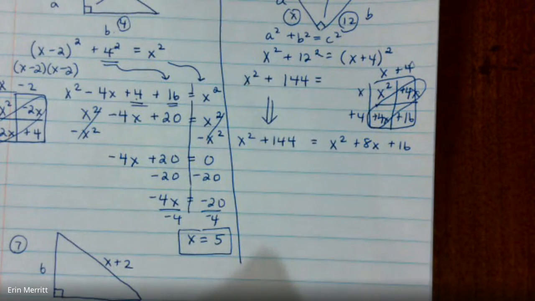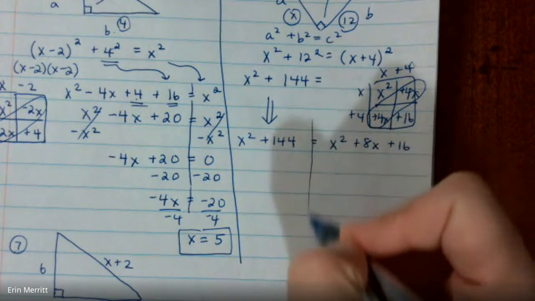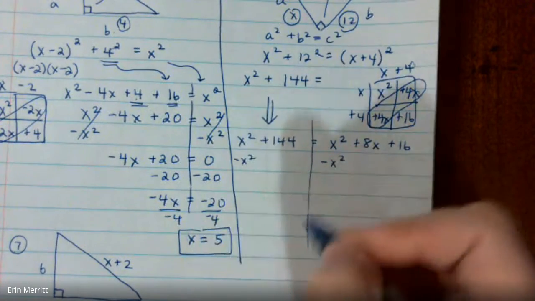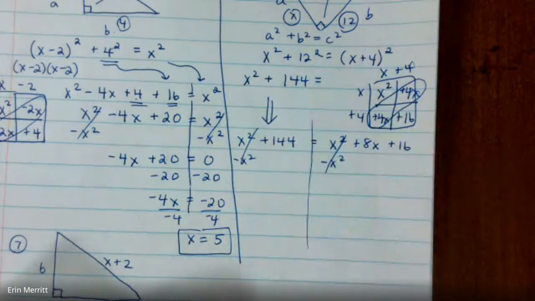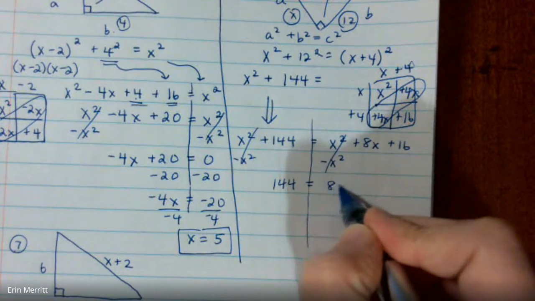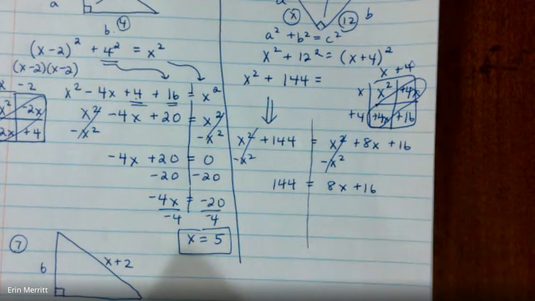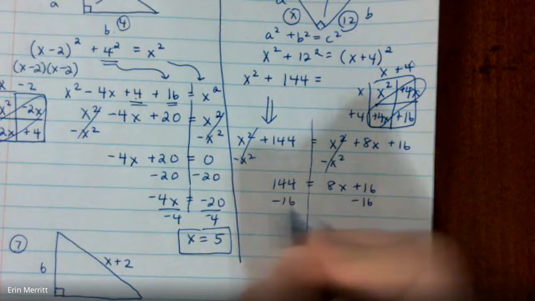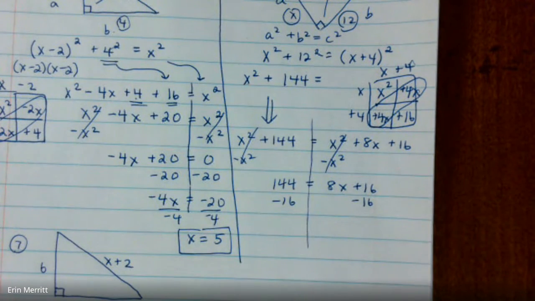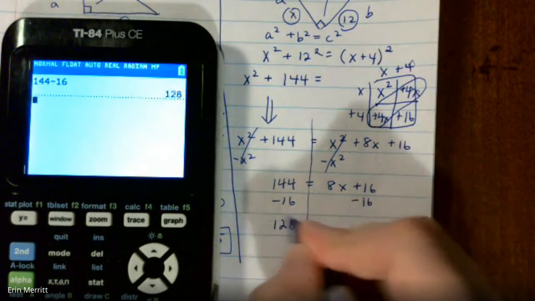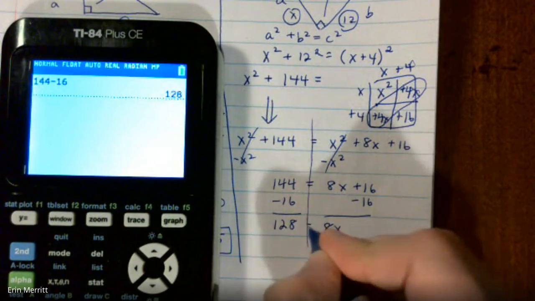Just like last time, we have to combine our like terms. So remember, if I move across the equal sign, so I'm going to move the x squared over, and just like last time, it actually cancels right out. So I get 144 equals 8x plus 16. Now I just have to get the x all by itself. So move the 16 over. So if we do 144 minus 16, that'll leave me with 128 equals 8x.